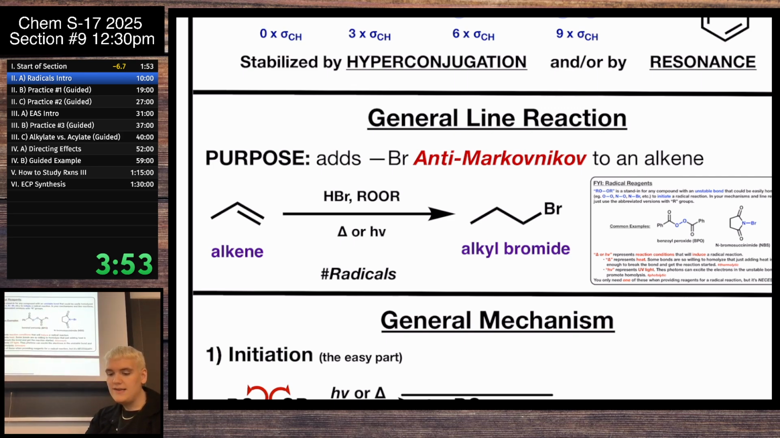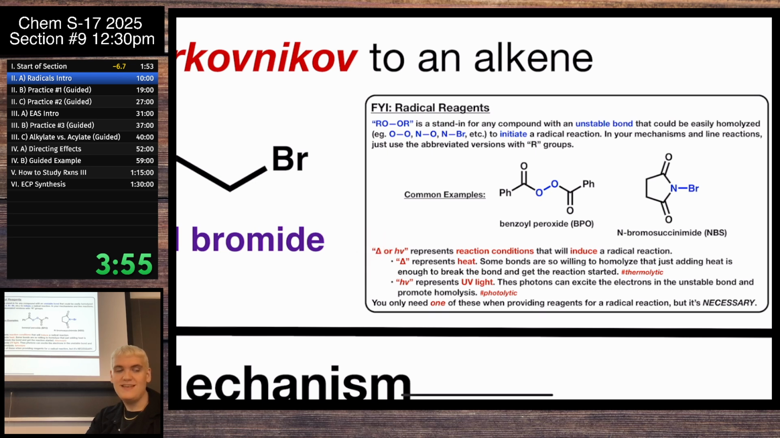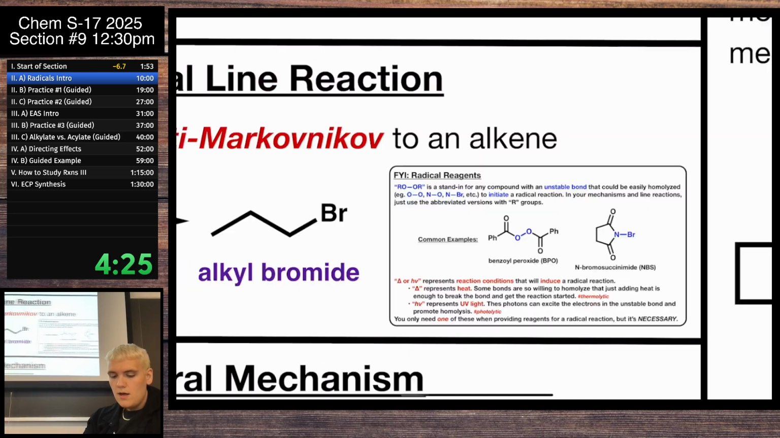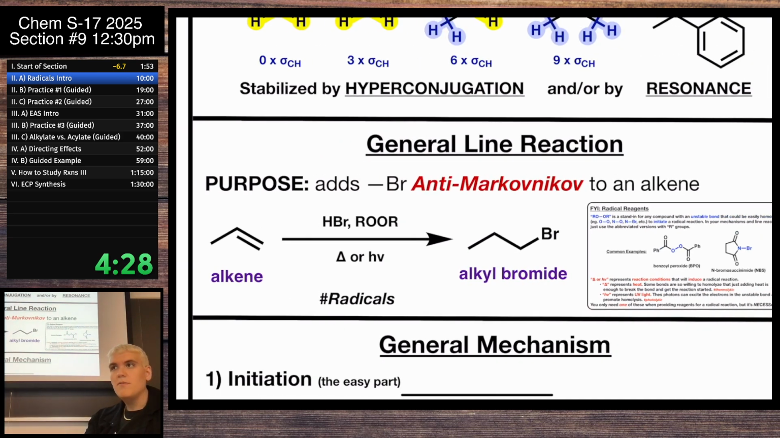We have a little FYI box here that's just talking about the delta or HV, indicating that we're doing radicals. HV is like short for UV light that can start the initial homolyzing of the bond. And then the other thing is ROOR is a stand-in for any compound that has like unstable bonds. And typically unstable sigma bonds are between 2 electronegative elements. So like the oxygen-oxygen sigma bond or the nitrogen-bromine sigma bond. Those are pretty unstable, and easy to homolyze. So with that, let's get into the mechanism and talk about why we get our anti-Markovnikov product.